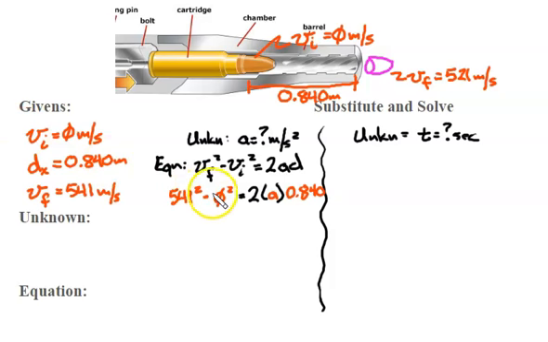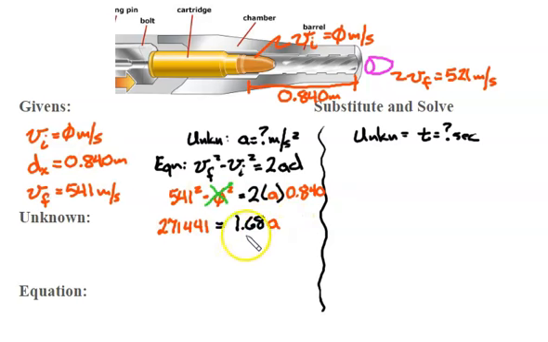Well, 0 squared is 0, so that blows up. But 541 squared gives me a number, 271,441. That equals, and now if I take 2 times 0.840, I get 1.68. But that's still multiplied by the acceleration.